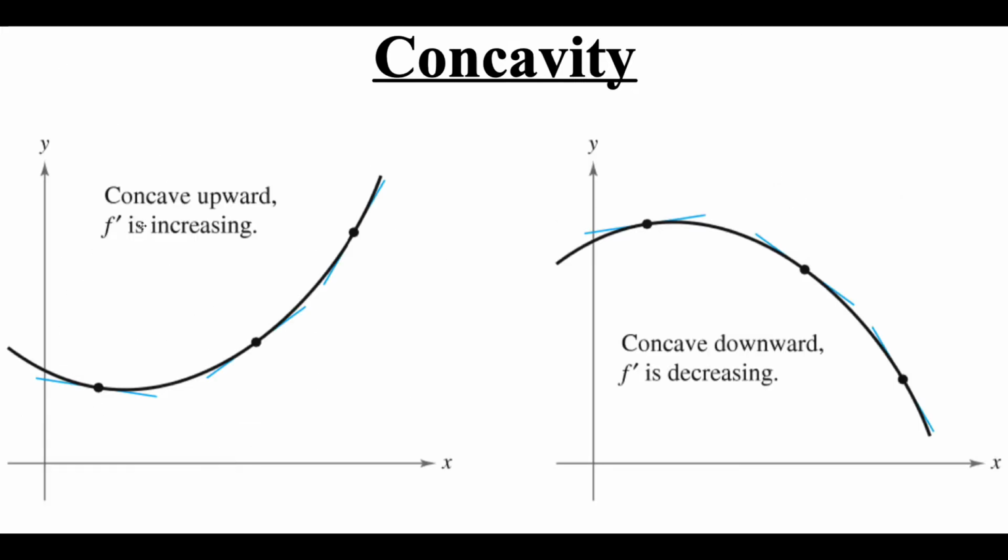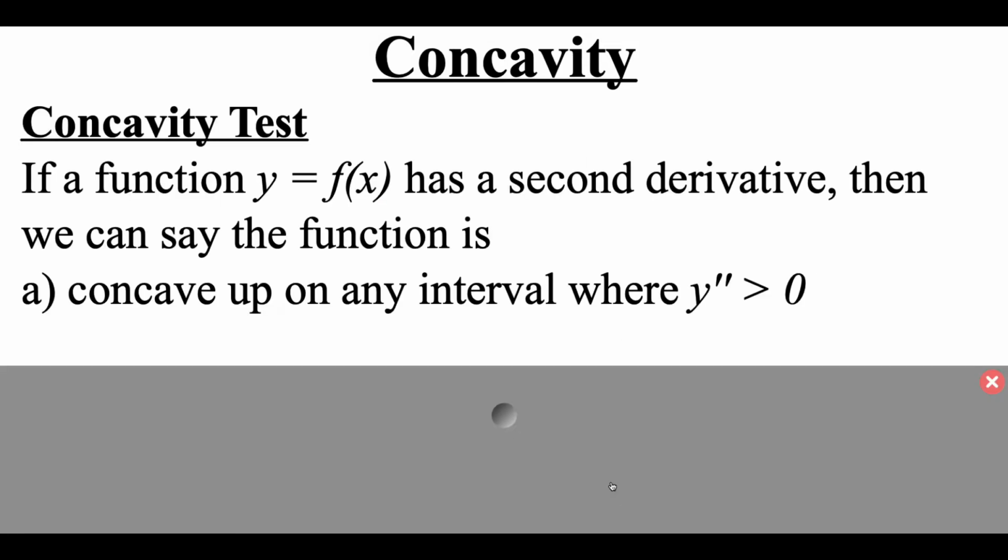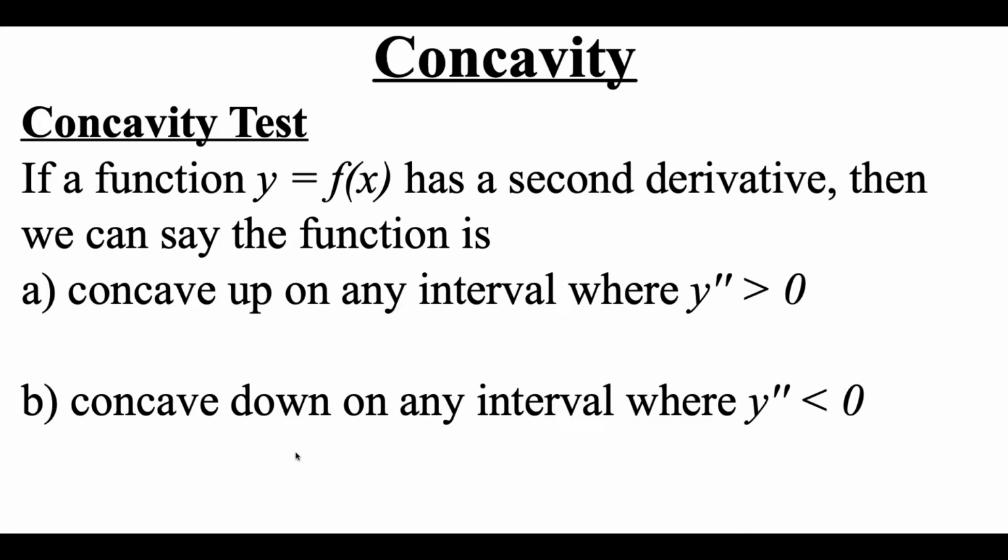On the left-hand side here, we have a graph that is concave up, and its derivative is increasing. On the right-hand side, we have a graph that is concave down because its derivative is decreasing. Now, to test for concavity, we're actually going to look at the second derivative. So if a function y equals f of x has a second derivative, then we can say that the function is concave up on any interval where the second derivative is positive. And we can say that our function is concave down on any interval where the second derivative is negative.